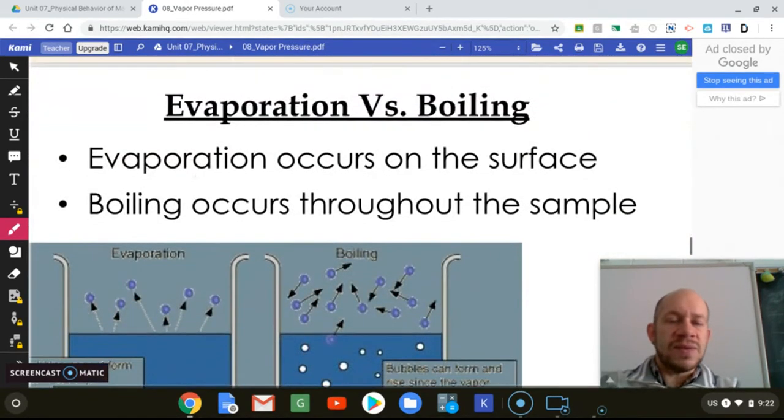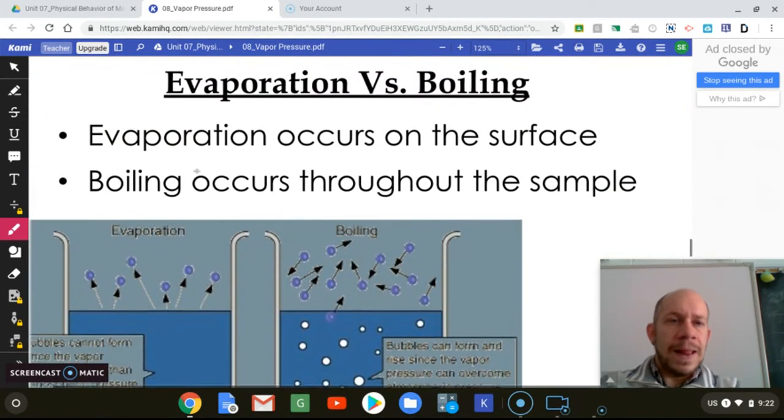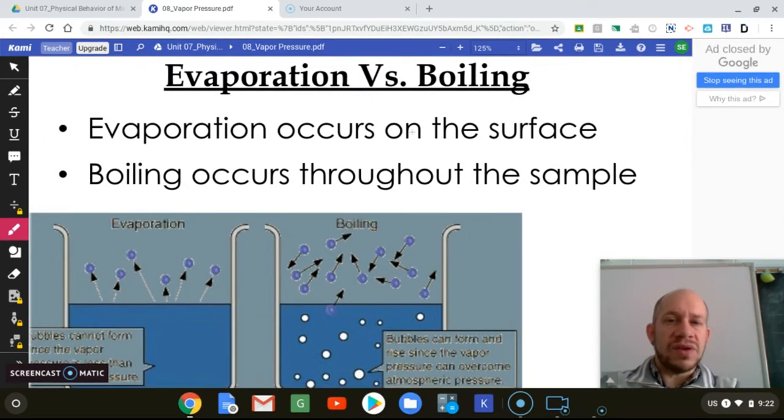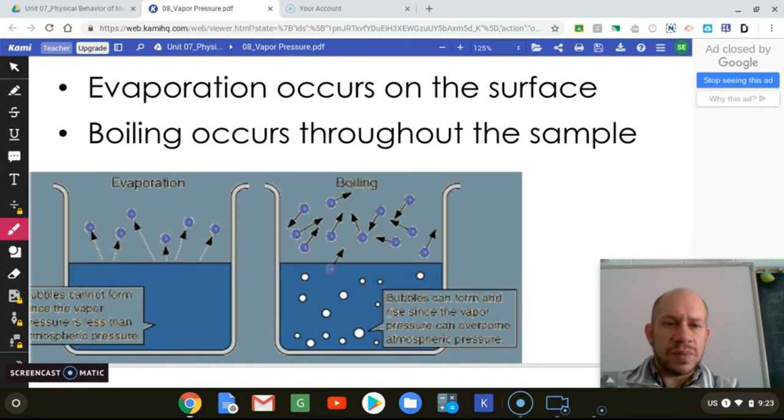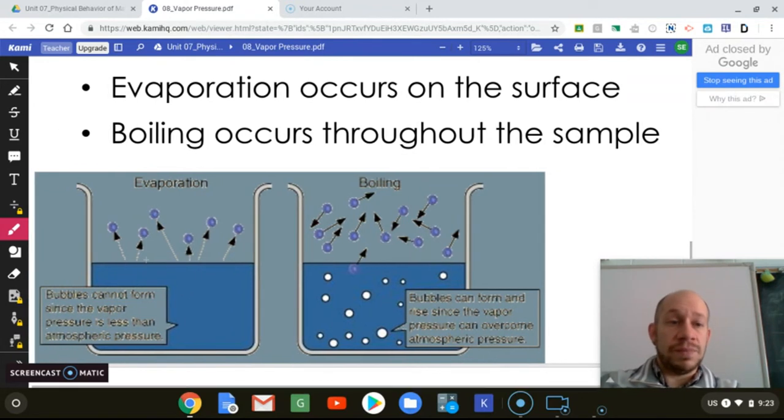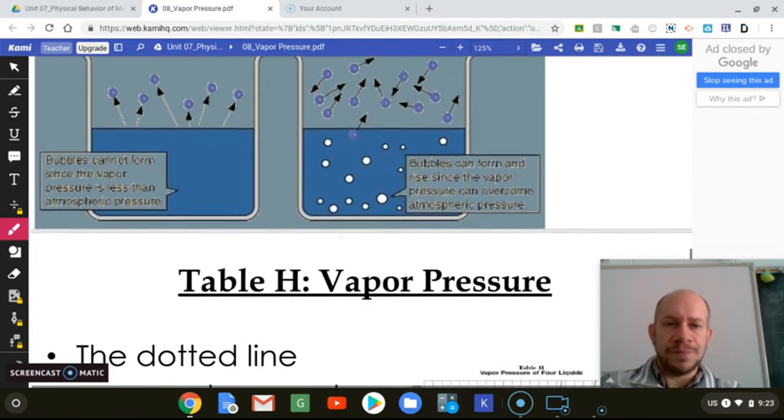So what's the difference between evaporation and boiling? Evaporation occurs only on the surface. However, boiling can occur throughout the entire sample. That's why you see bubbles build up on the inside, because when I boil it, I'm putting energy into the entire sample. So now the IMFs are being broken everywhere. With evaporation, the IMFs are just being overcome at the top, where they're overcoming that atmospheric pressure.